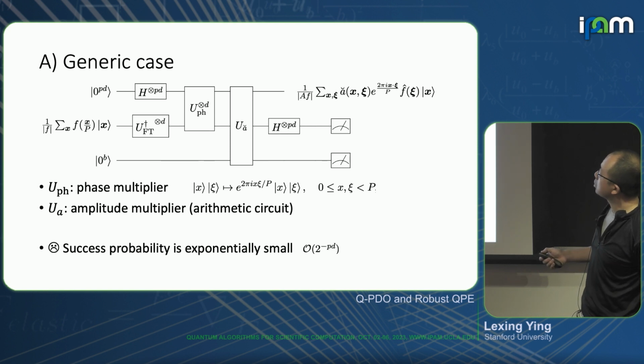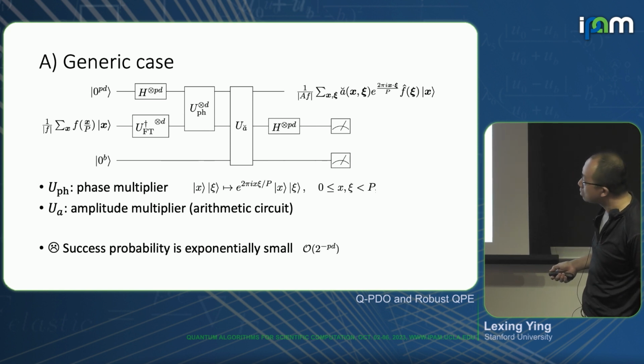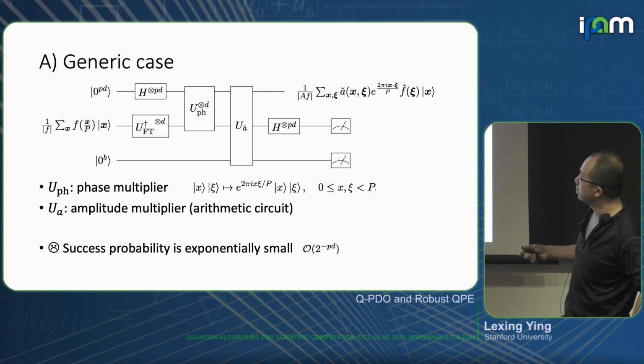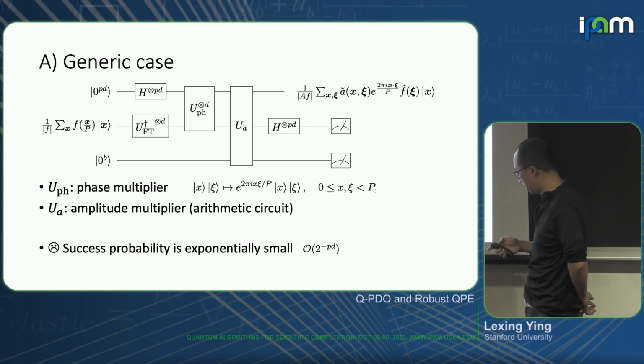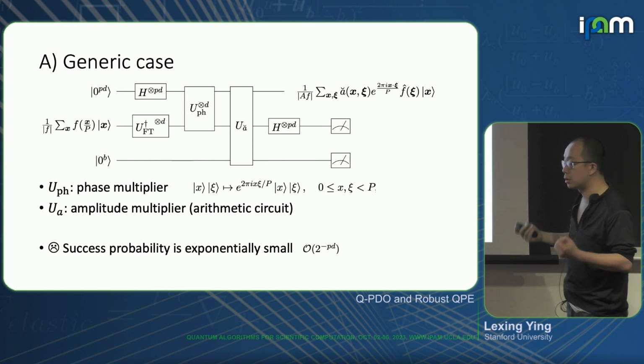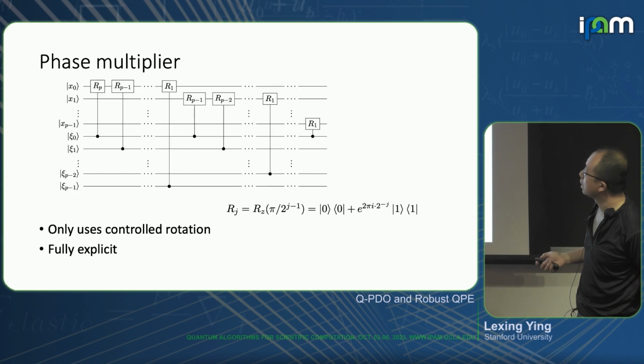The second thing with this generic case is that the main issue is that the success probability is exponentially small. Because you double the number of qubits, the amount of energy you have after the measurement is exponentially small. In fact, it's to the power minus PD, which is proportional to the total number of degrees of freedom in the original PDE. So it's not something that is acceptable.